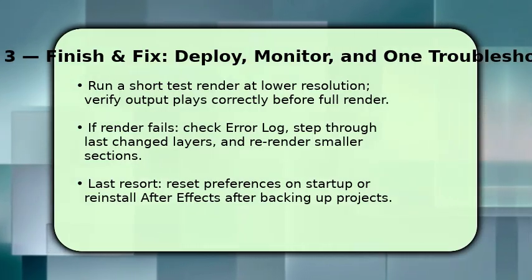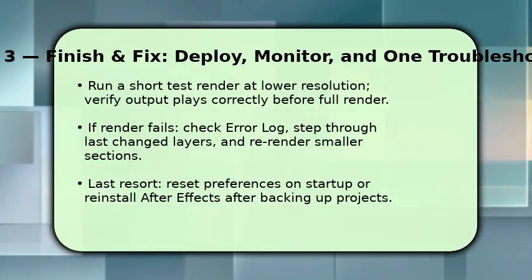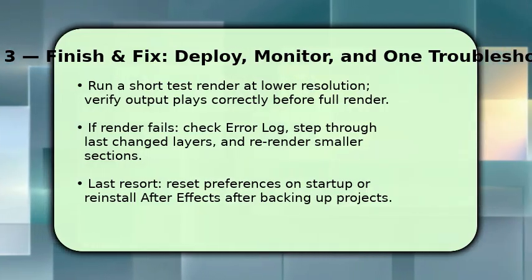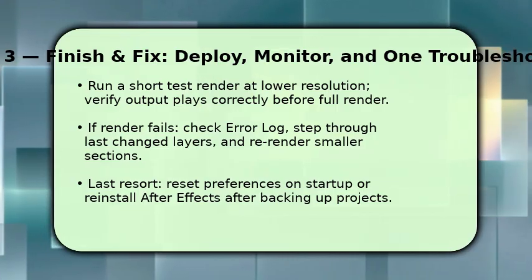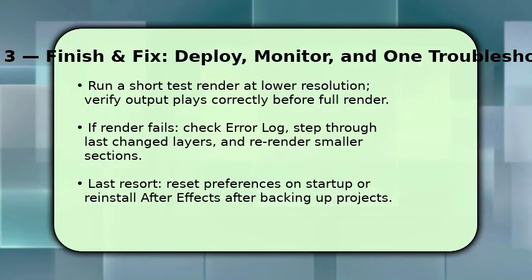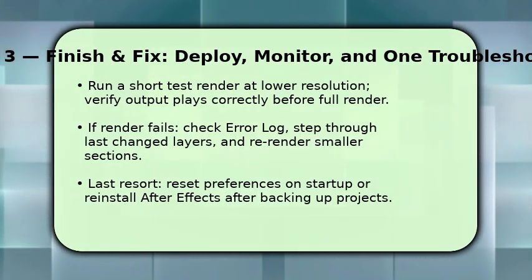If a full render still fails, open the error log, note the timecode or layer referenced, and re-render that section to isolate the cause. Once you identify the failing element, fix it or replace it. If nothing helps, reset preferences on startup or reinstall After Effects after backing up your project, and then retry the full render.